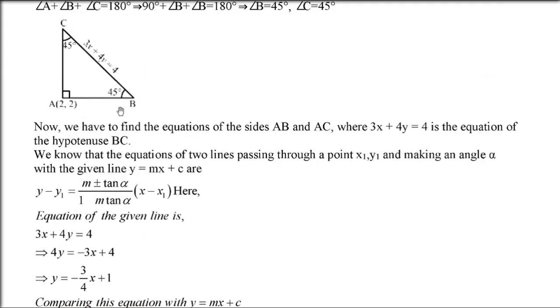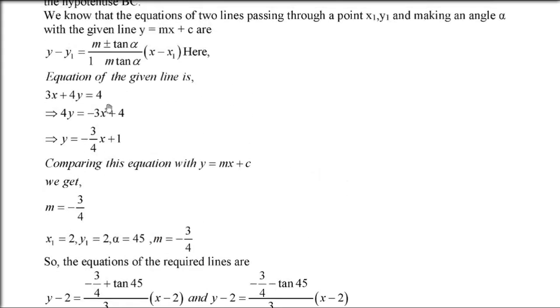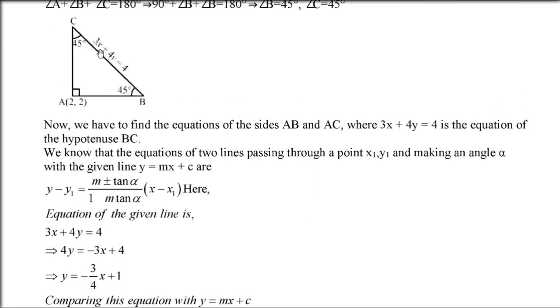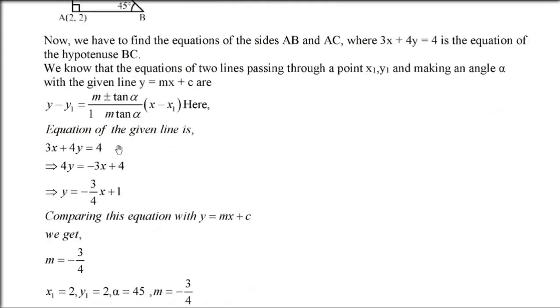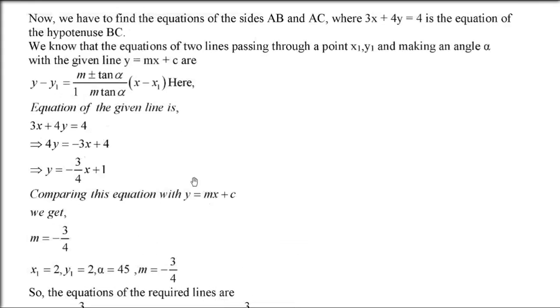Now tan alpha, of course, alpha is 45 degrees. So 45 degrees you can take. And it is passing through (2, 2), so x1, y1 is (2, 2). x1, y1 is known. Tan alpha, tan 45 degrees, 1 is known. So see, x1, y1 I put 2, 2. And m I also found out. This BC, the slope of this line, is minus 3 by 4. In place of m, we are going to put minus 3 by 4.